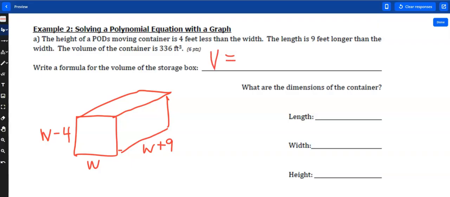V equals, we're going to do it in factored form again. W minus 4, W plus 9. Now, is there any magic order in which I put those factors? No. You can put them in whatever order you want to put them in. Now let's go to the graph.